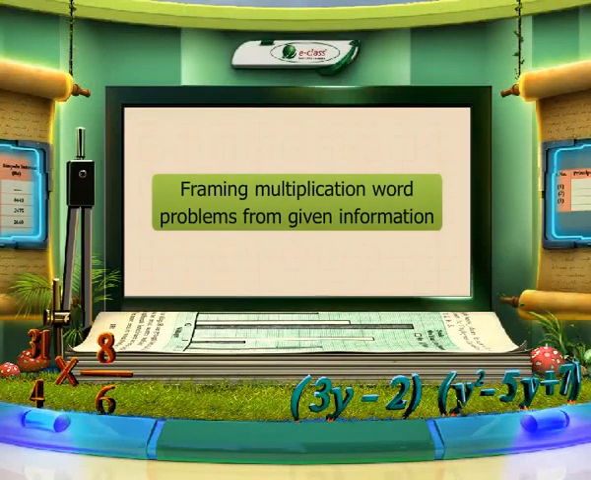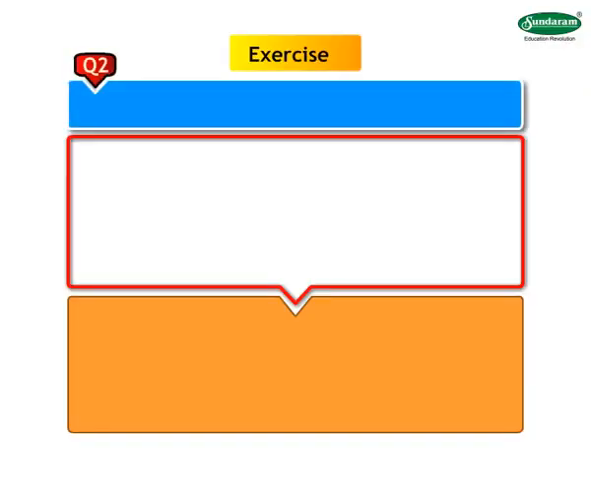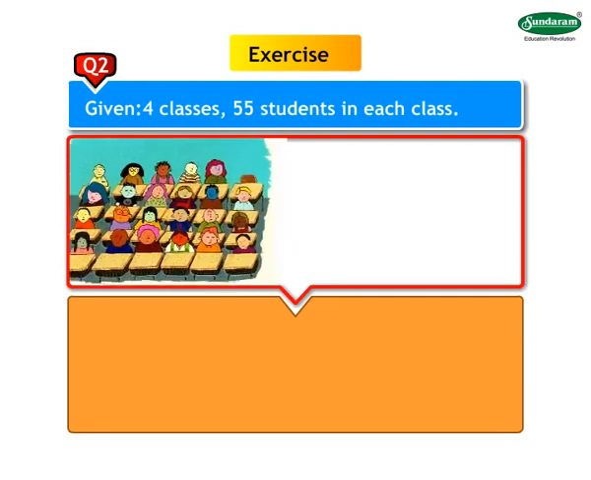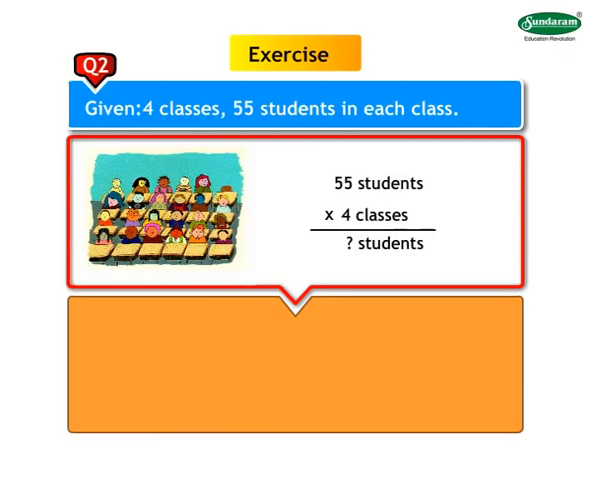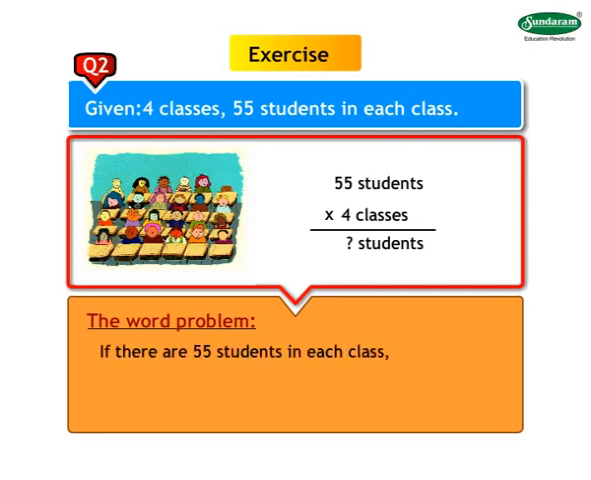Framing multiplication word problems from given information. Question 2. Given 4 classes, 55 students in each class. Here, from the number of students in one class, we can find the number of students in 4 classes. So, the word problem is, if there are 55 students in each class, what is the number of students in 4 such classes?